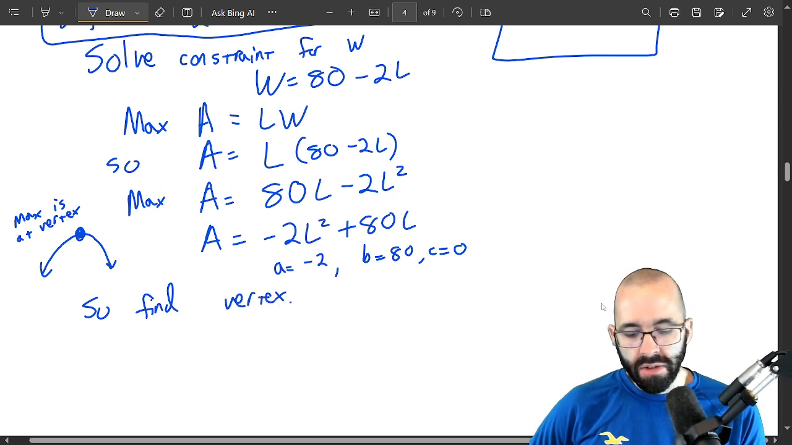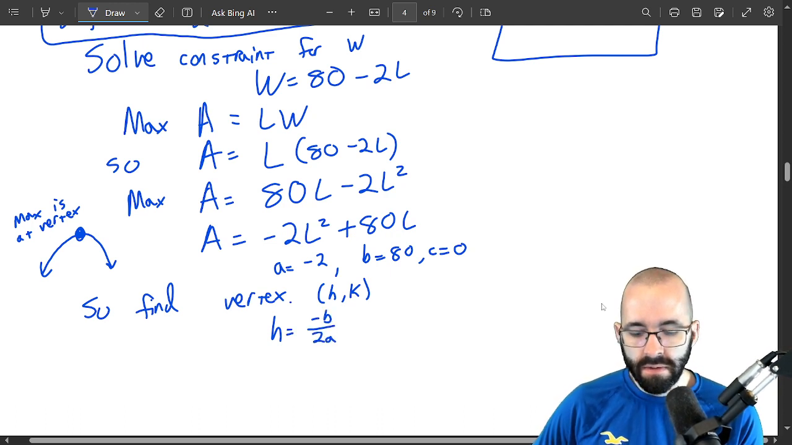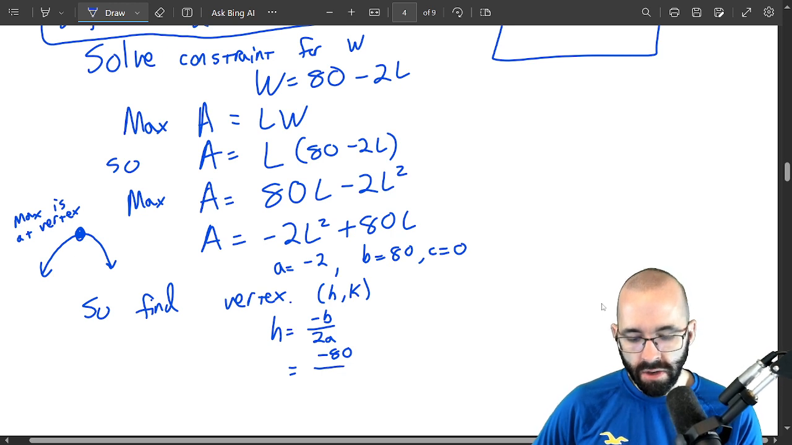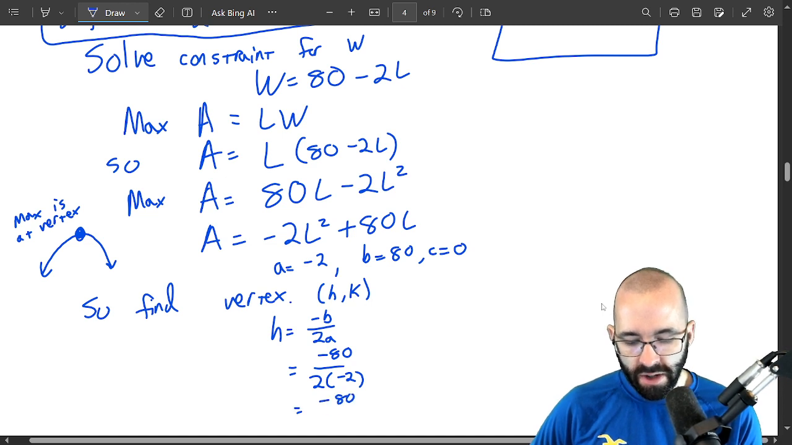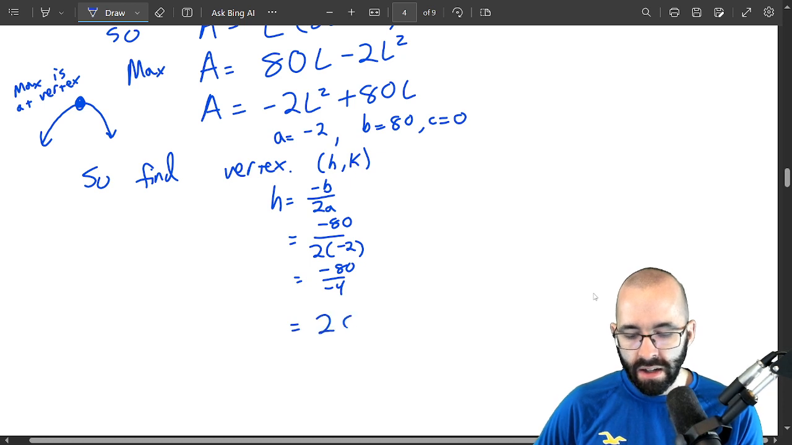In general, the vertex is going to be at (H, K), and H is going to be negative B over 2A. The opposite of B is negative 80, over 2 times A, which is 2 times negative 2. That's going to be negative 80 over negative 4. The negatives cancel, and we get H is at 20.